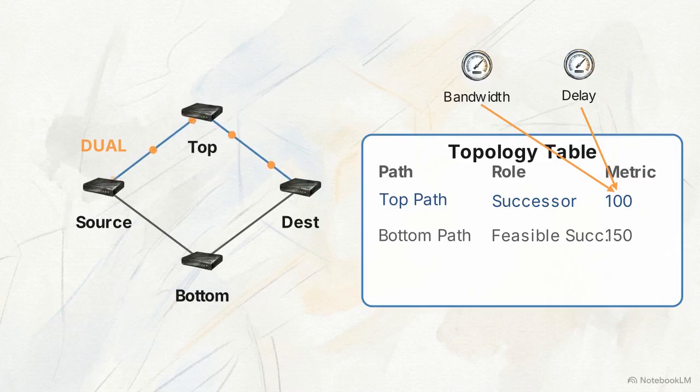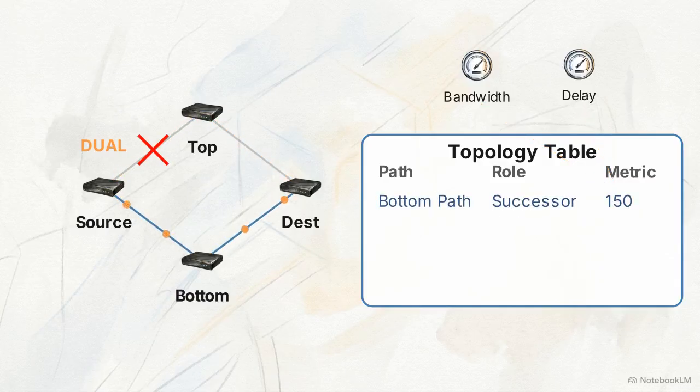Crucially, the protocol also pre-calculates mathematically loop-free backup paths, storing them dormantly as feasible successors. When the primary link drops, EIGRP does not flood the network. It immediately flips to this pre-calculated backup path. EIGRP proves high-speed convergence can be achieved through localized pre-computation rather than brute force mapping, reducing the hardware burden on the routing core.